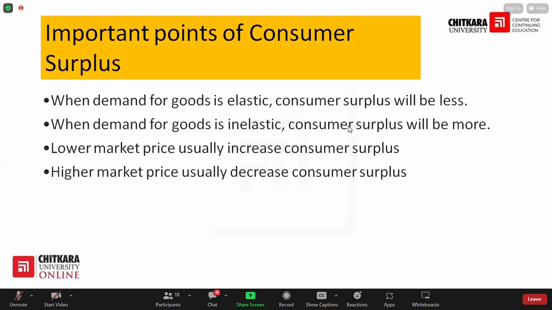A higher market price usually decreases consumer surplus. Definitely, if the price of a product is very, very high, in that case consumer surplus will be less. Why will it be less? Because you are ready to pay less, but you have to pay more.